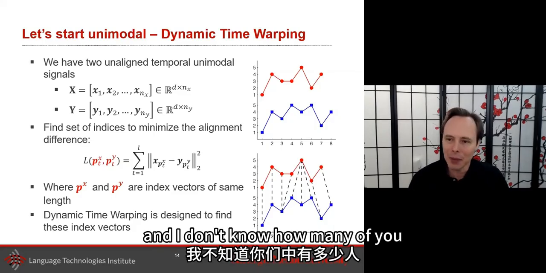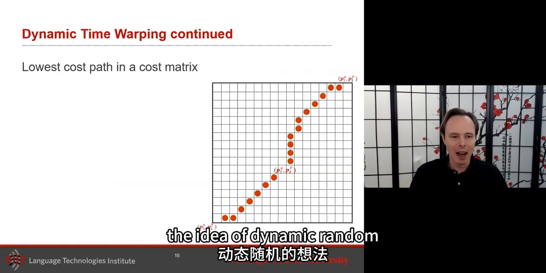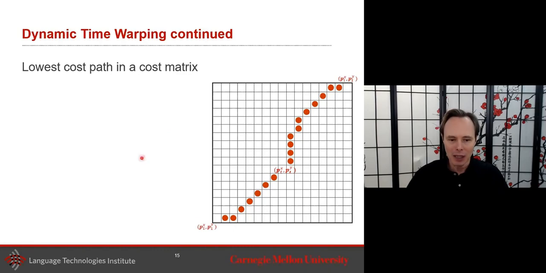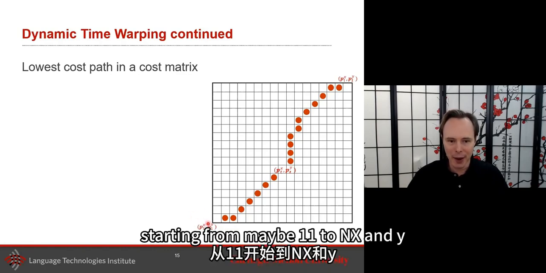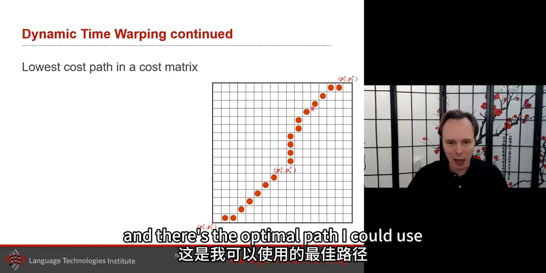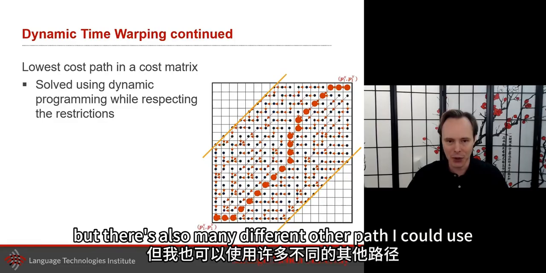And one of the approaches for that is dynamic time warping. I don't know how many of you have worked with dynamic time warping. The idea of dynamic time warping is to find the lowest cost path in a cost matrix. So starting from 1, 1 to n_x, n_y, how can I get from one point to another? There's the optimal path I could use, but there are also many different other paths I could use.